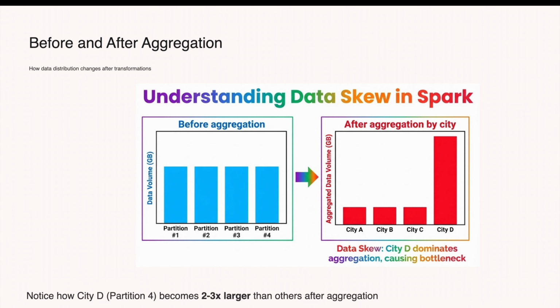Let me show you a real example. On the left, we have data before aggregation. Notice all four partitions are roughly the same size, nice and balanced. Now on the right, after we aggregated by city, look what happened. Cities A, B and C have small amounts of data, but city D has a huge amount, maybe twice or thrice as much. This happens when cities have different populations. If city D has twice the population of the others, it will naturally have twice as many records after aggregation. Small skew is ignorable, but large skew can kill your job's performance or even cause it to crash.